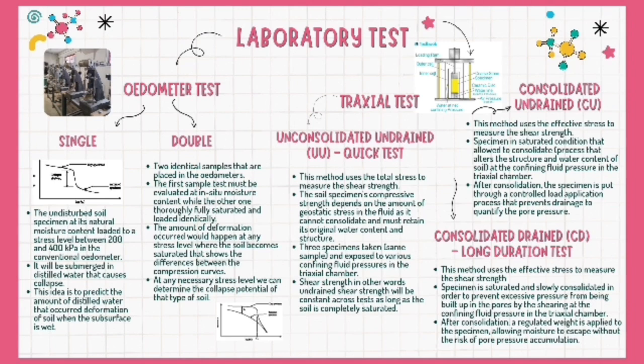For the triaxial test, there are three types. Unconsolidated undrained, or UU, is a quick test. The second one is consolidated undrained, CU. It is a little bit longer than the first one. The third one is consolidated drained, CD. It is a long duration test.